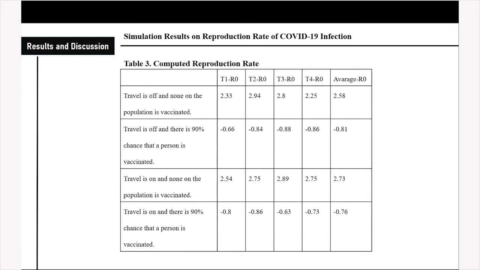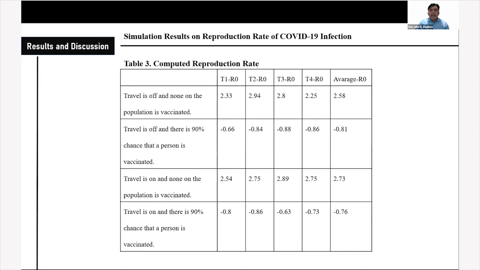As I was saying, there was an average R0 when travel is on and there is a 90% chance that a person is vaccinated, which gives us a result of negative 0.76. From that slight difference in average R0, the researchers understood that to end the COVID-19 epidemic, there has to be a 90% chance of inoculation or vaccination, regardless of whether traveling across different areas is allowed or not.